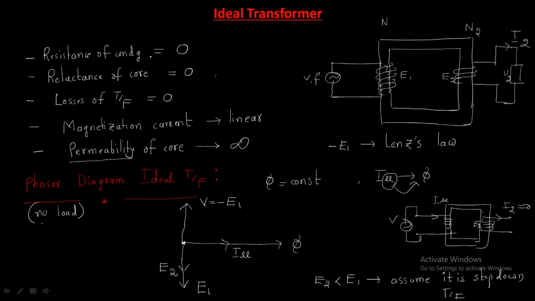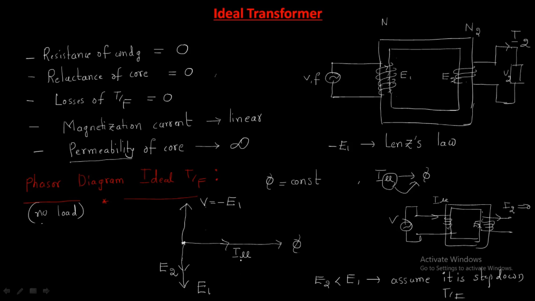So in this class, what is an ideal transformer? The transformer consisting of the ideal characteristics, that is, resistance of the winding is 0, reluctance of the core is 0, loss of the transformer is 0, magnetizing current is linear, permeability of the core is infinite. These are the characteristics of the ideal transformer, and this is the phasor diagram of the ideal transformer at no load condition.